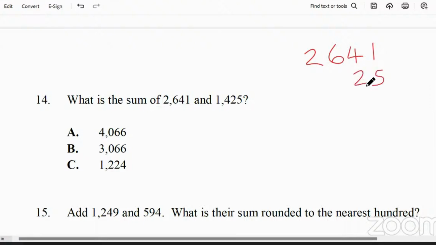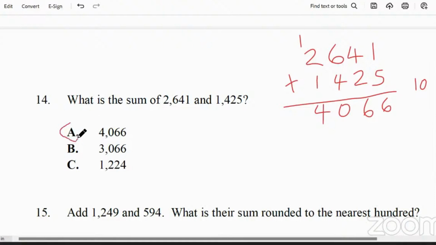Do you notice how I wrote my numbers in the second line? Started on the right to make sure my numbers are lined up correctly. Go ahead to add. You start on the right. 1 plus 5, that's 6. 4 plus 2, that's 6. 6 plus 4, that's 10. Put the 0 here, bring the 1 over in the next column. 1 plus 2 plus 1, that's 4. The answer, 4,066. So you have to remember to bring this one over, guys. And the answer is A.